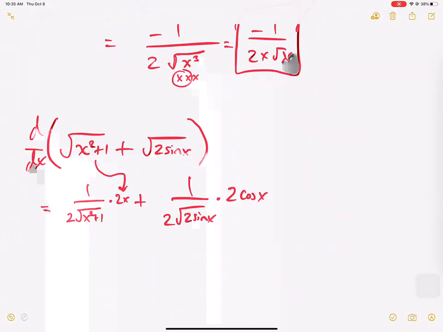And then here's something that happens a lot. Because of squares, maybe because of 2's inside, you end up dividing that 2 out. So it's x over square root of x squared plus 1 plus cosine of x over square root of 2 sine of x. Happens a lot where you end up dividing that 2 out. Super fast.